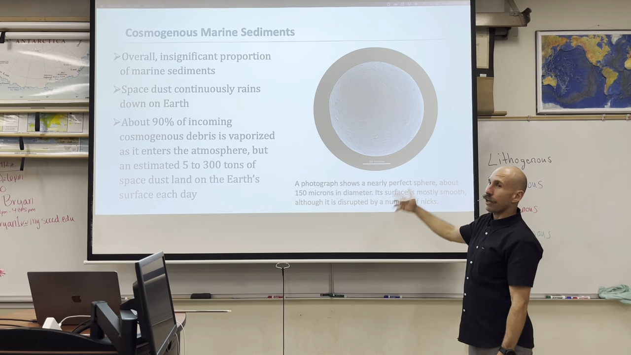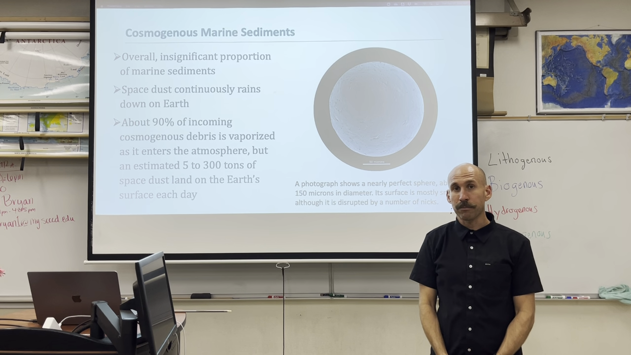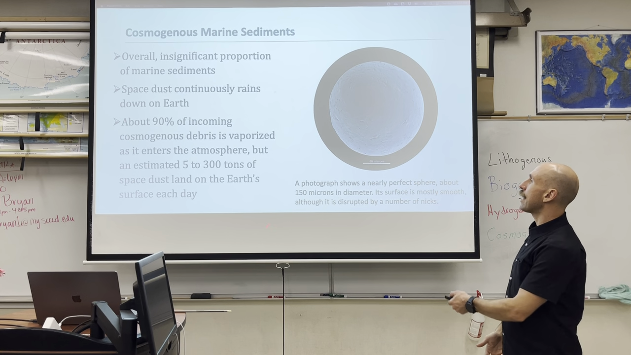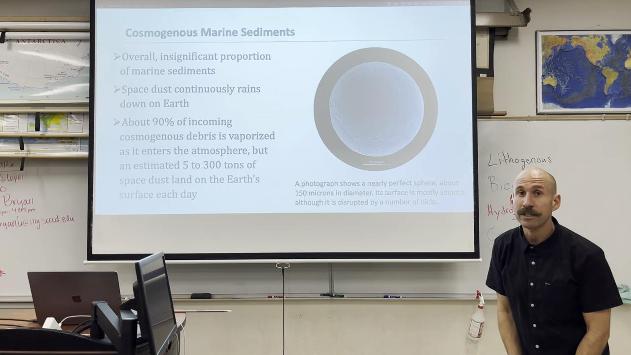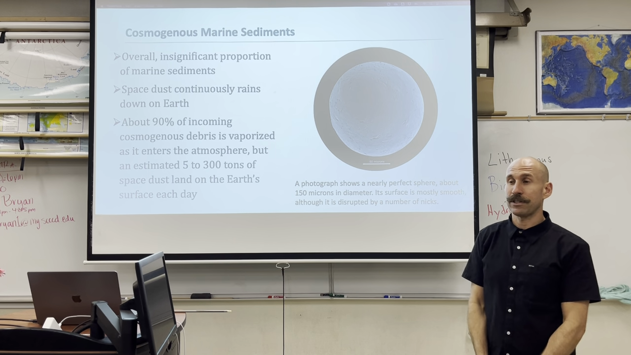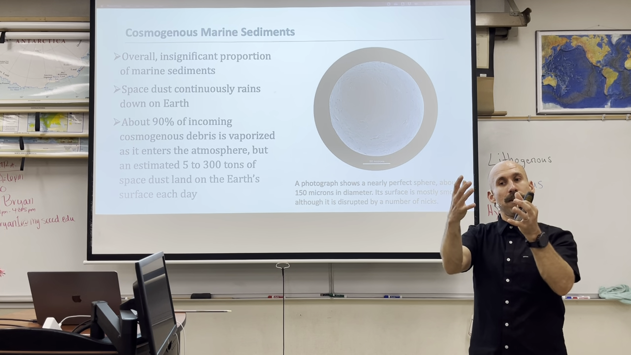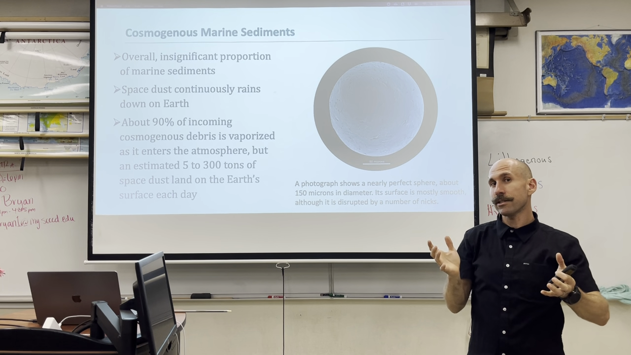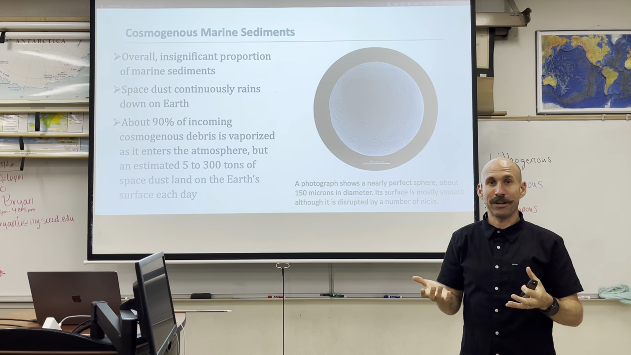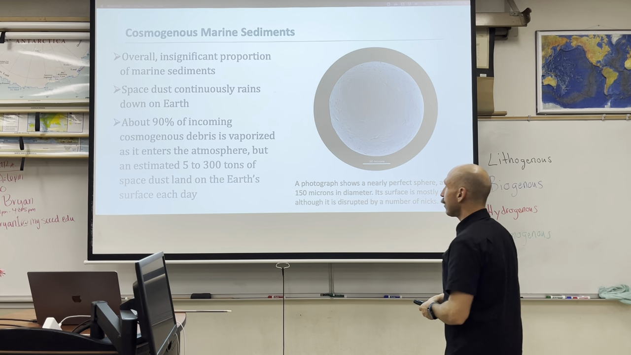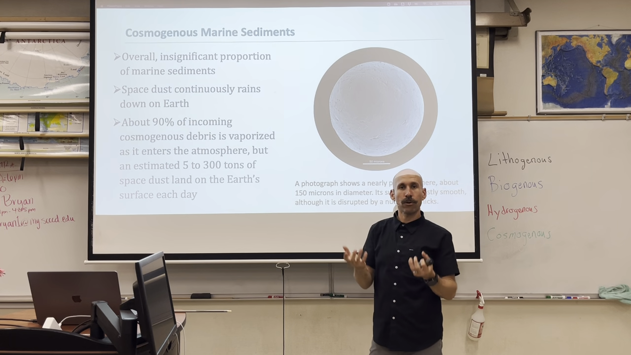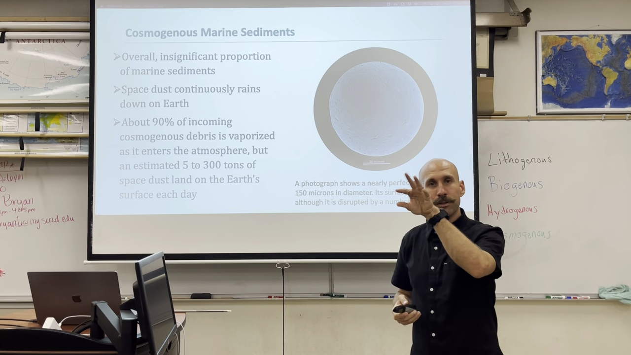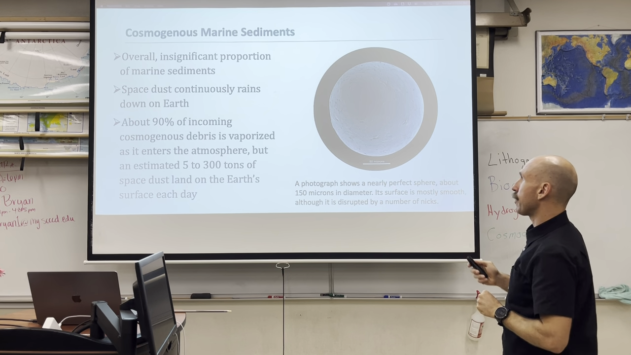Overall, cosmogenous sediments are not a significant proportion, but every day it's about 300 to 500 tons of space dust that lands on the surface of the Earth. And since 70% of the surface of the Earth is oceans, the oceans get a lot of that material. Again, it's an insignificant amount of the overall total of ocean sediments, but it's sprinkled throughout all of them from the arrival.